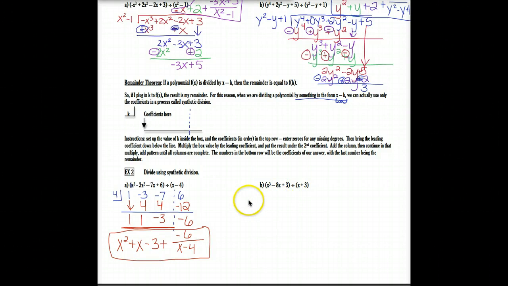Okay, so first thing I need to do is set up my box and the number that goes in it. I change this sign. So that means I'm going to put -3 in my box. Next, I need the coefficients of this in my top row. So x cubed is my highest exponent. Its coefficient is a 1. After x cubed should come x squared. And there is no x squared, which means I need a 0 there. After x squared comes plain x's. Its coefficient is -8. And after plain x's comes plain old numbers. So there's my 3.